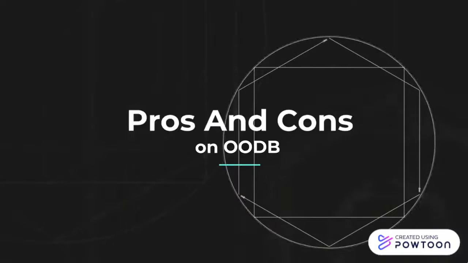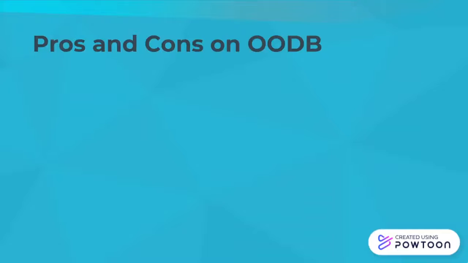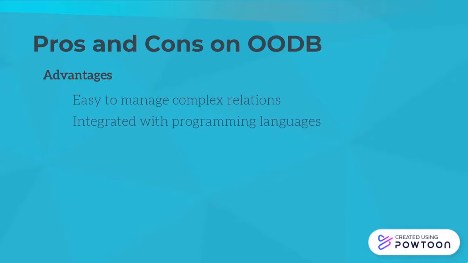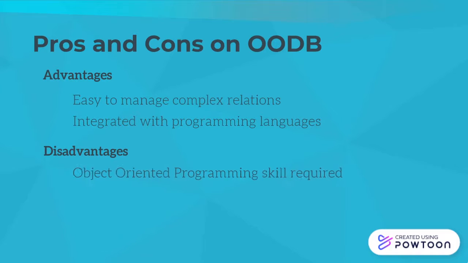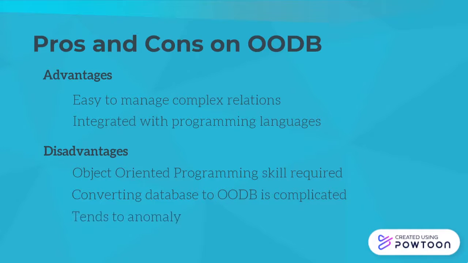Moving on to the pros and cons of OODB. The advantages of OODB: easy to manage complex relations. Secondly, integrated with programming languages. The disadvantages: the first one, object-oriented programming skill required. Second one, converting database to OODB is complicated. Lastly, it tends to anomaly.